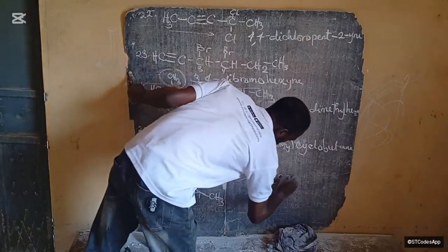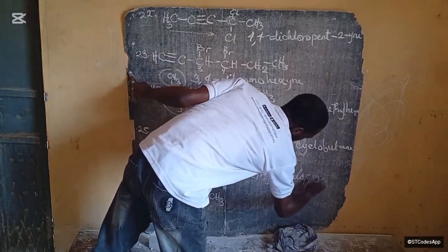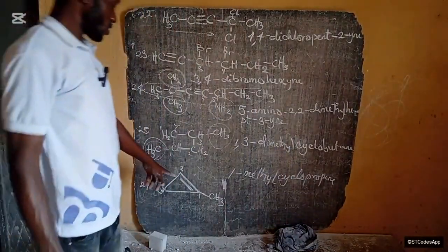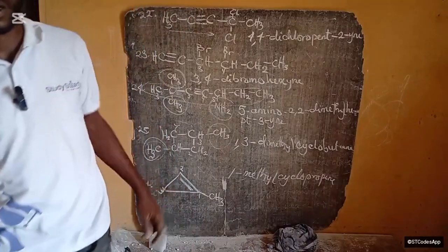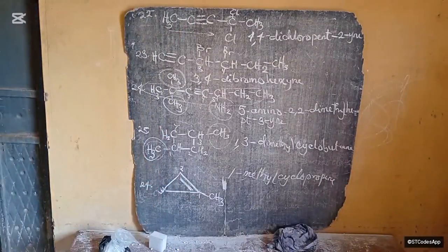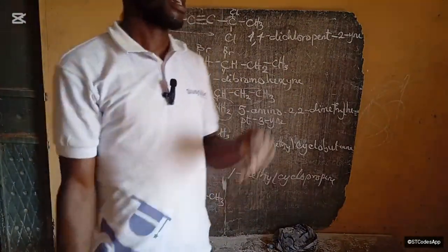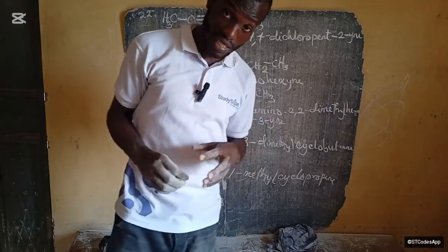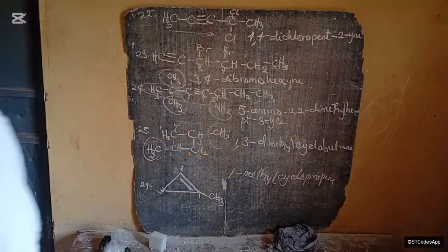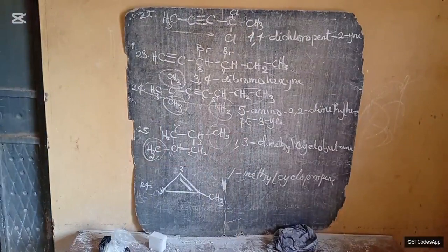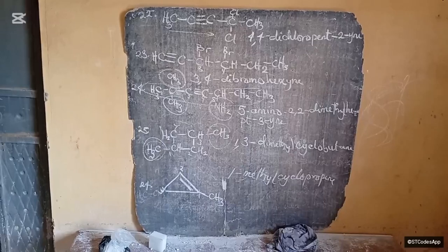Propene, cyclopropene. Don't forget the cyclo. Is that okay? Cyclo, because it is what? A ring. Is that okay? So we are going to see many more rings now. We're also going to be naming skeletons, so make sure that you stick till the end of the video. We're going to be naming skeletons now, like skeletal structures.